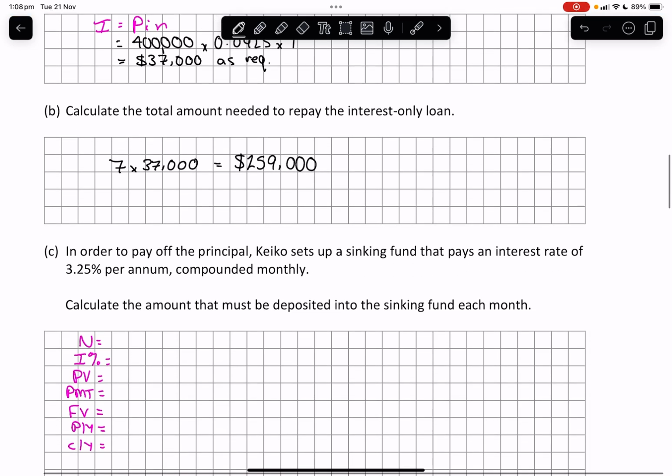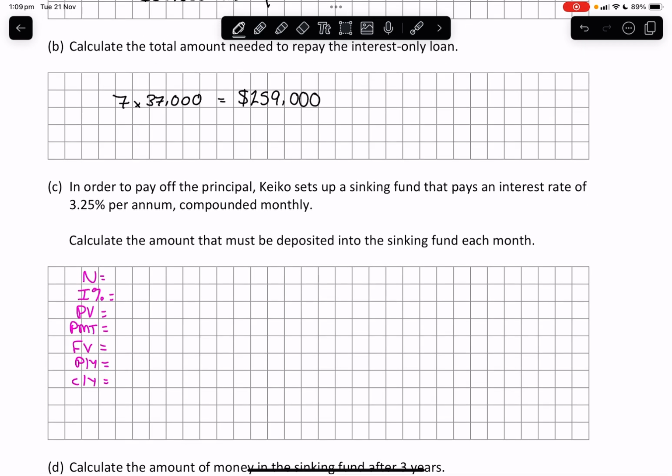So in order to pay off the principal, Kiko sets up a sinking fund that pays an interest rate of 3.25% per annum, compounded monthly. Calculate the amount that must be deposited into the sinking fund each month. Now remember, a sinking fund is a savings account, so we want my future value to be equivalent to my loan amount. So I am doing 7 years times by 12 for months, 3.25% interest earned. I've got $0 in there at the moment. Calculating my PMT, and I've got 12 and 12. So my PMT in this case is approximately $4,247.18 per month. So that will generate enough interest to earn $400,000 over the 7 years.